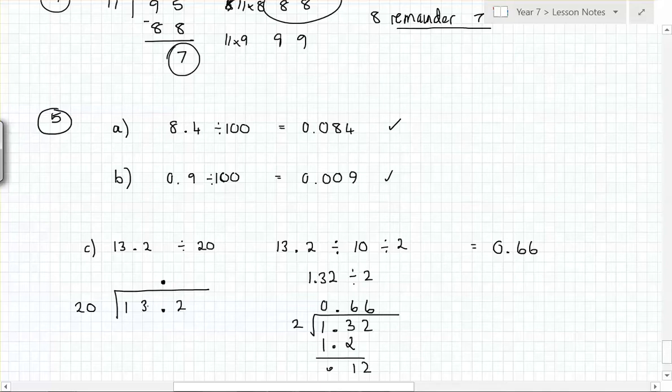20 into 13 goes nothing, so 20 into 132 goes 6, and then work out the remainder and so on. You'd have ended up with the same thing. So you'd have ended up with the same answer.